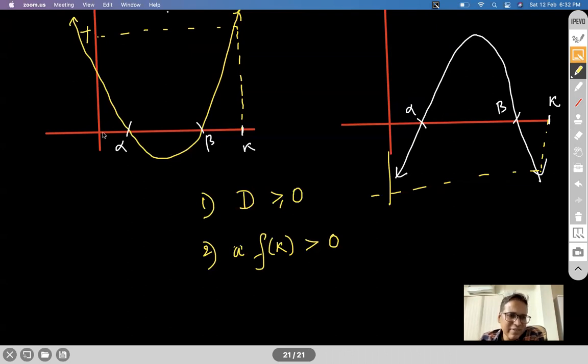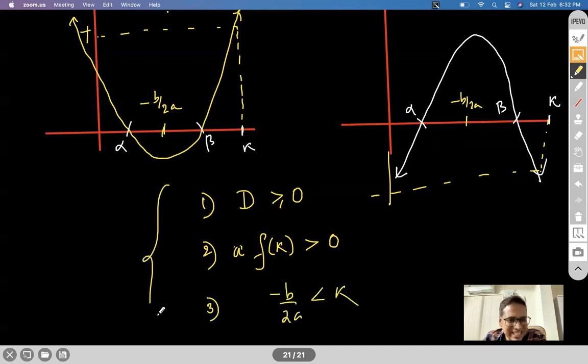Because see, even if your K was here, or even if your K was here, can I say both these conditions would still have been satisfied? Yes or no? So how do I ensure that my roots are actually lesser than K, but not greater than K? So here I got the third and final condition so that they all become sufficient together. Can I say the midpoint of this, which is minus b by 2a, will always be lesser than k? So together they now become sufficient conditions.